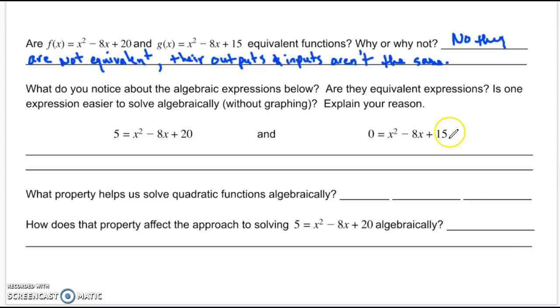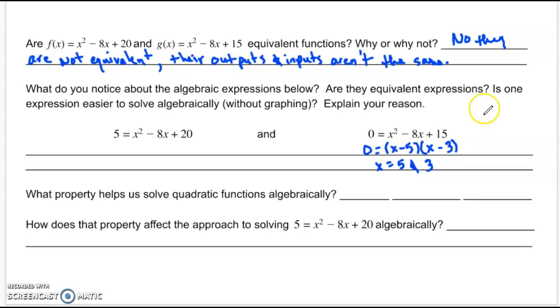I would say right off the bat, I could solve this x squared minus 8x plus 15 by factoring it, right? I know that 15 factors down into 5 and 3, and I've got my factored form. And from my factored form, I know I can use that zero product property, and my solutions are going to be 5 and 3. So I would say this one's probably a lot easier to solve.